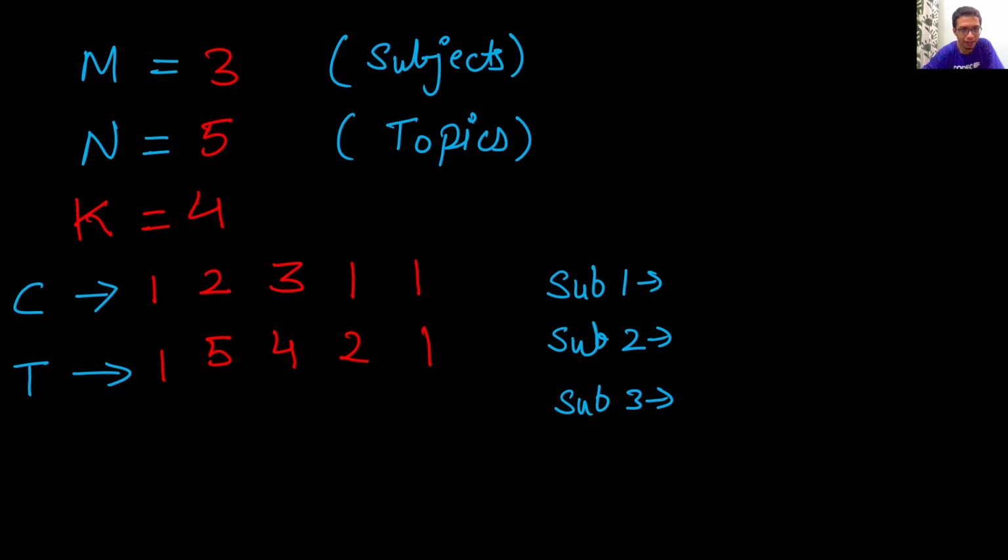So let's consider this final case in which we have 3 subjects, 5 topics, and we have 4 hours left before the exam, right? Now, here, since we have 3 subjects, I have created 3 arrays which would simply store the time required to complete a topic from this subject, right? So I'll simply write the topic number above these C array. So we have topic number 1, 2, 3, 4 and 5.